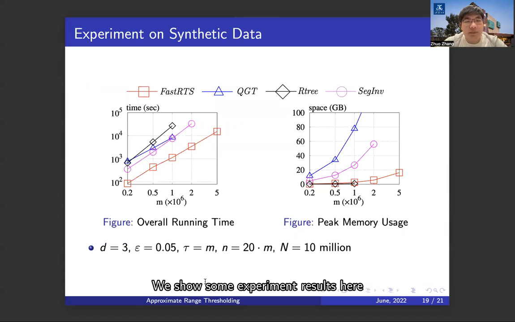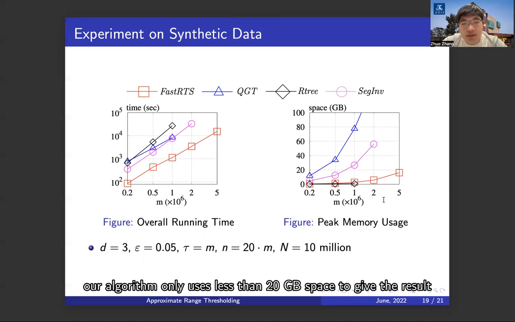We show some experiment results here. This is a three-dimensional synthetic data set. As you can see, for the overall running time, our algorithm outperforms the competitor by roughly an order of magnitude. And as for the peak memory usage, even for 5 million queries, our algorithm only uses less than 20 gigabytes of space to give the result.